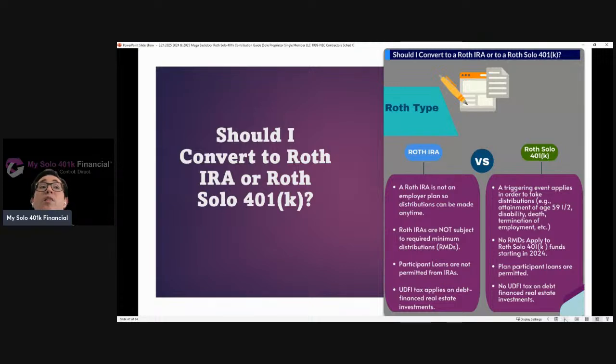They've become more alike. Specifically, now, just like Roth IRAs, Roth solo 401ks are not subject to required minimum distributions. So in that way, they're more alike. There are still some differences, though.